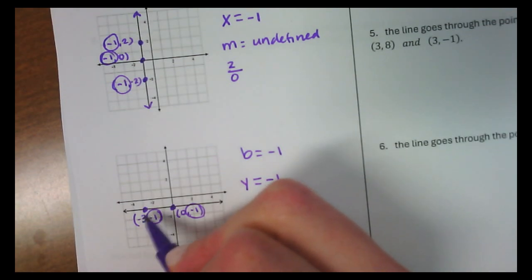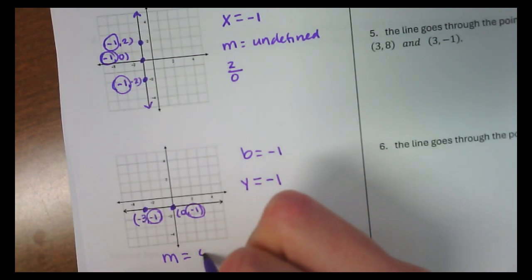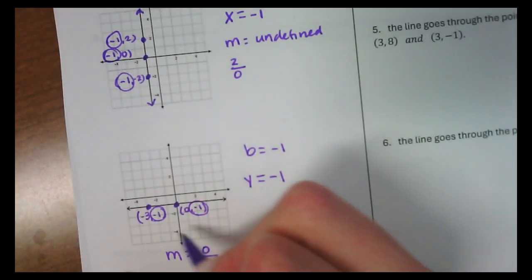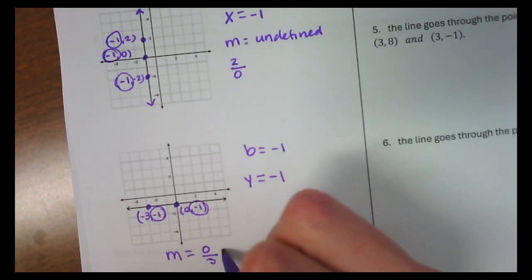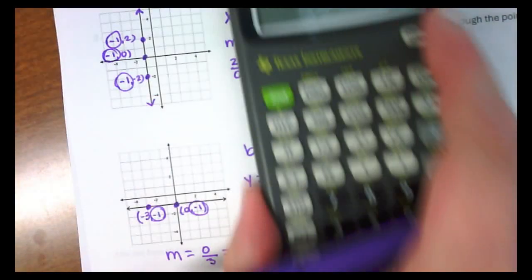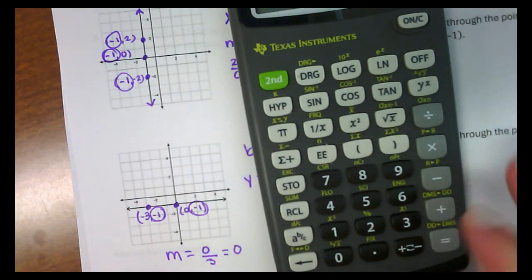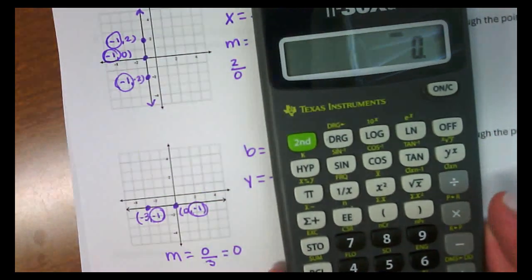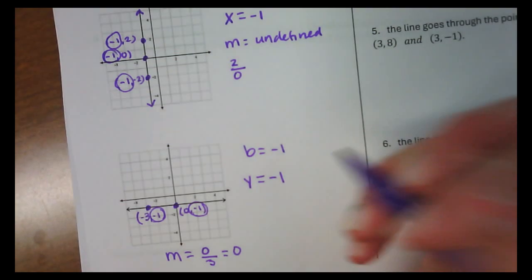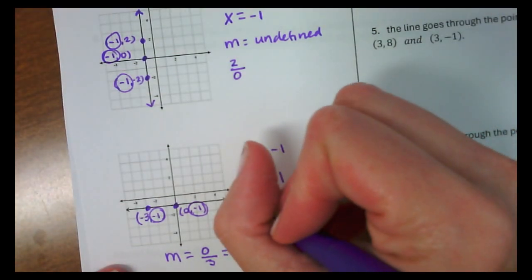Or I could try to do my rise over my run. I don't rise at all, and I run 3, so my answer is 0. And again, in your calculator, if you type 0 divided by 3, it tells you it's 0. So your calculator would give you your slope. So my m is 0.